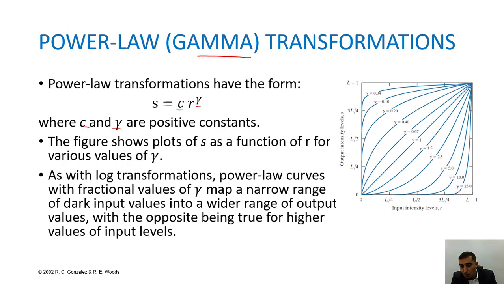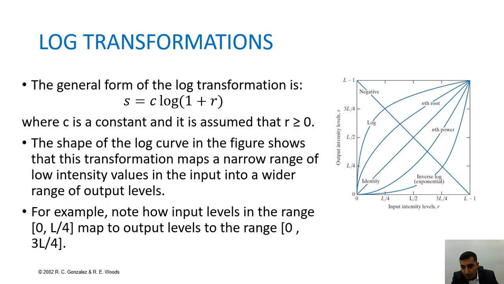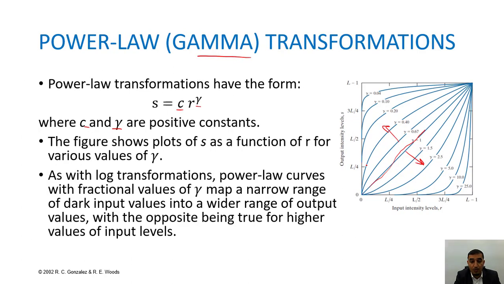Here you can choose what line you want. You want the identity, you want a log, or you want a power. In the power function, if I can show you over here, if we choose this line in the power function, you see that L over 4 is mapped to a value which is less than L over 4. So this will give us a darker image. If your image is too light and you want to make it darker, you go for power transformation.